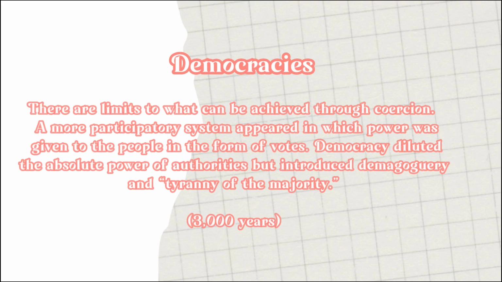Democracies. There are limits to what can be achieved through coercion. A more participatory system appeared in which power was given to the people in the form of votes. Democracy diluted the absolute power of authorities, but introduced demagoguery and tyranny of the majority.